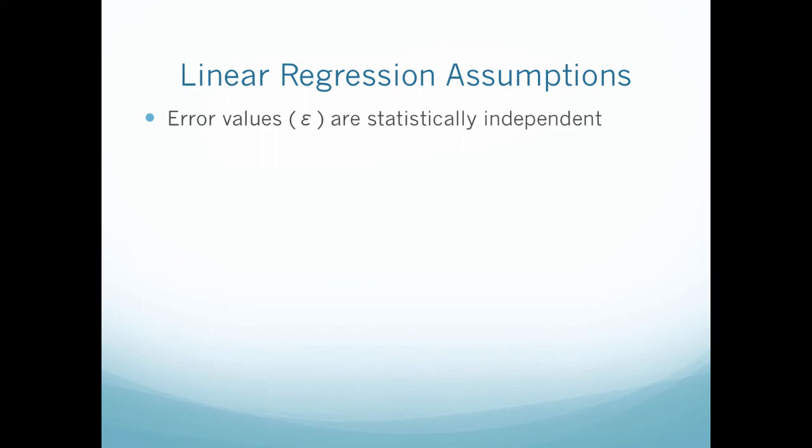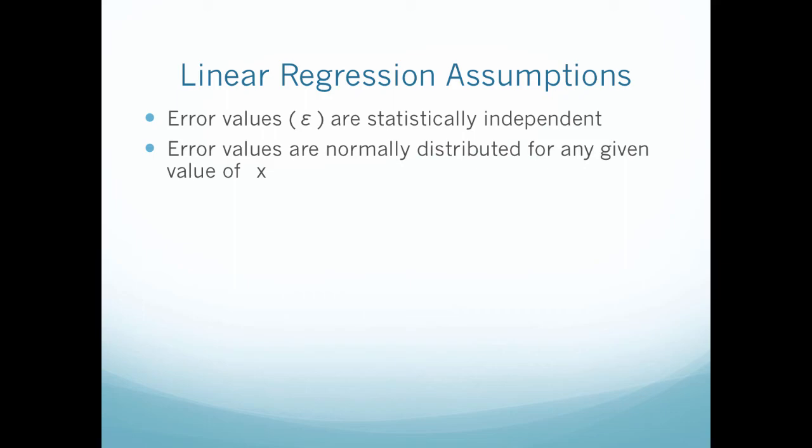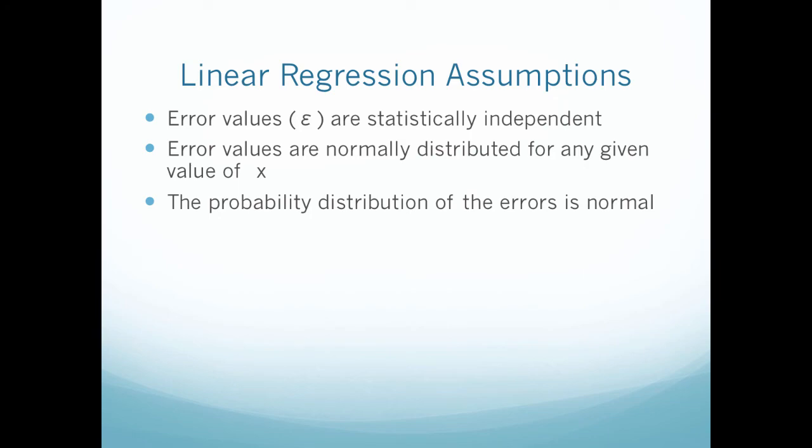Okay, so as we begin this regression, we are going to make some assumptions. My error values, epsilon, are going to be statistically independent, so they are not related to each other. My error values are normally distributed for any value of x, and the probability distribution of the errors is normal.